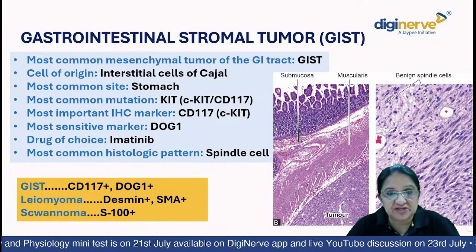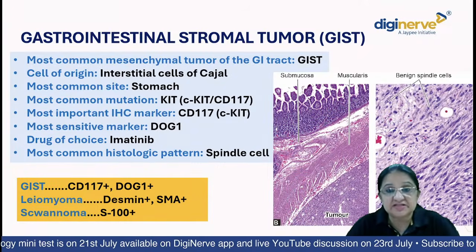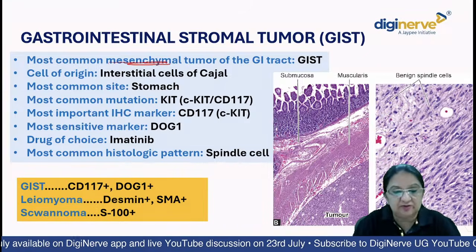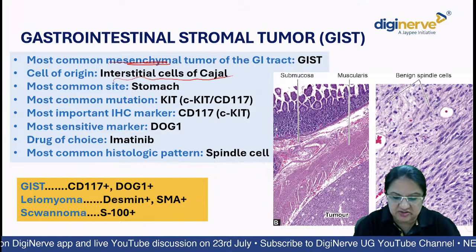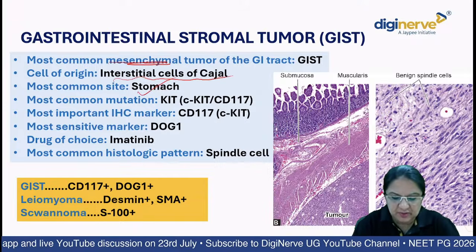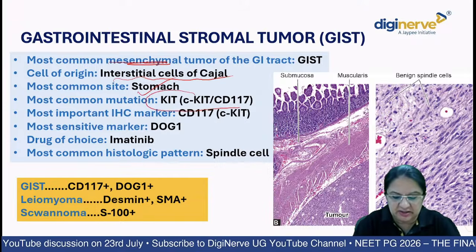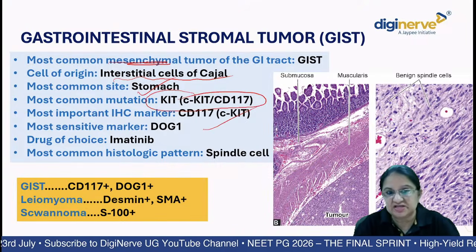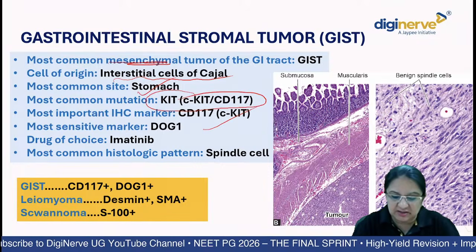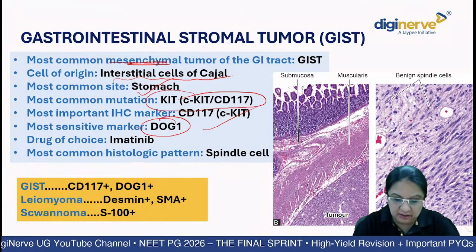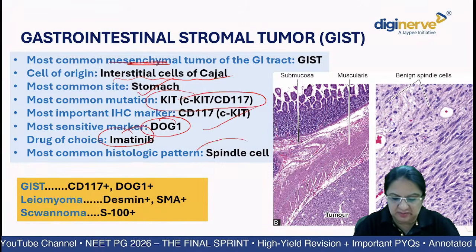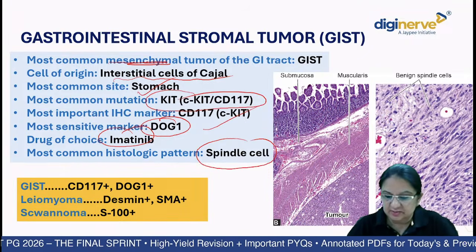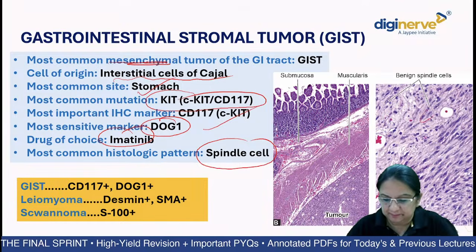Now coming to GIST, the most common mesenchymal tumor of the GI tract is GIST. Cell of origin, we all know, interstitial cells of Cajal, most commonly in the stomach. Most common mutation is c-KIT, CD117, and the IHC marker also is c-KIT. Most sensitive marker is DOG1. Drug of choice, imatinib. Histological pattern, you see spindle cells in GIST, benign spindle cells are seen.